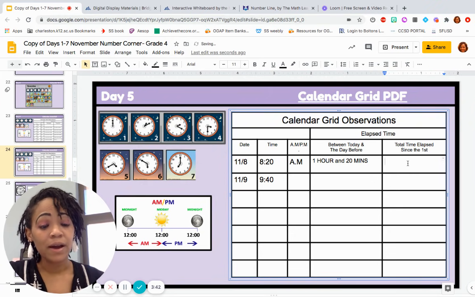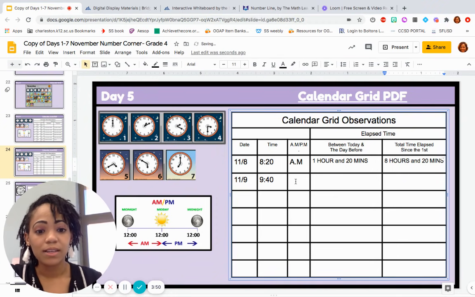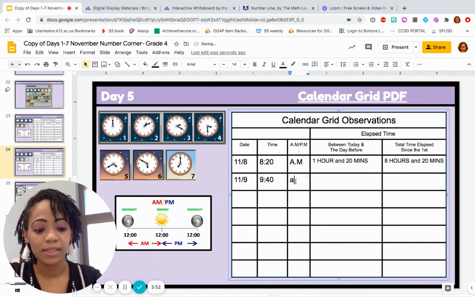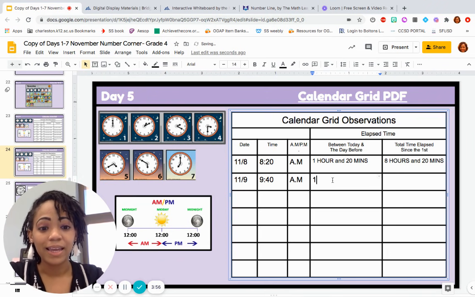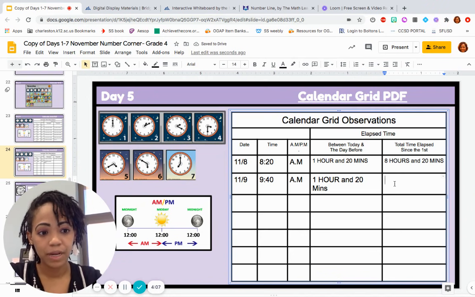So we had 7 hours collected. So now we have 8 hours and 20 minutes. So then today's marker is a.m. We already wrote that it's 9:40. An hour. So it looks like we have a new pattern here for a new week. And 20 minutes, which gives us a total of 9 hours and 40 minutes.